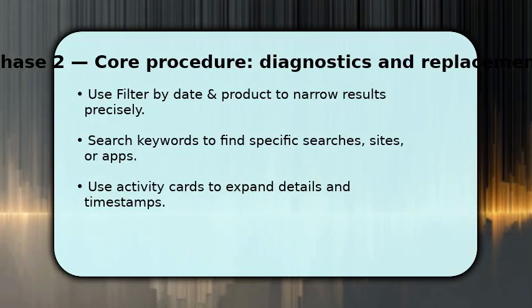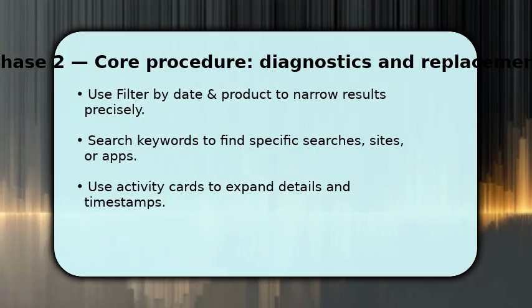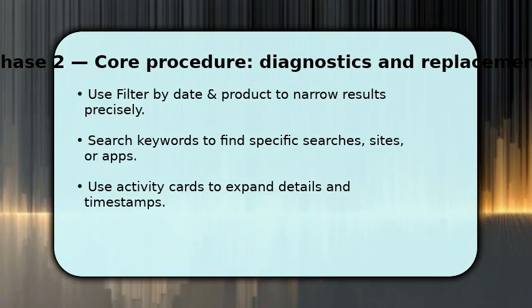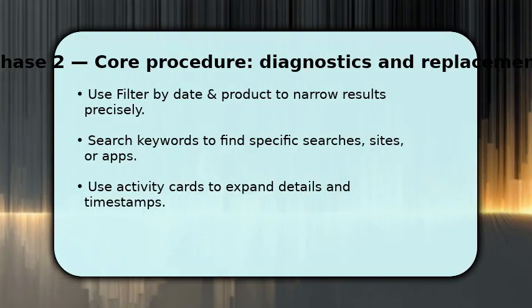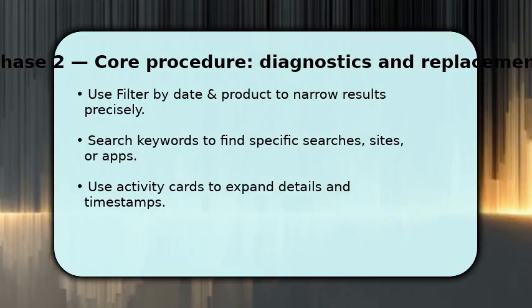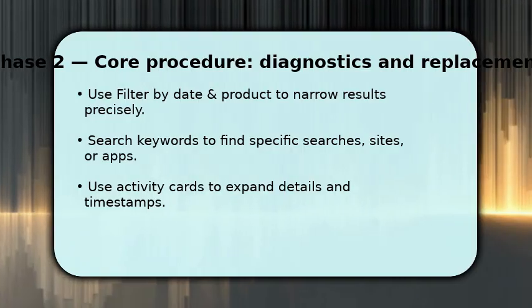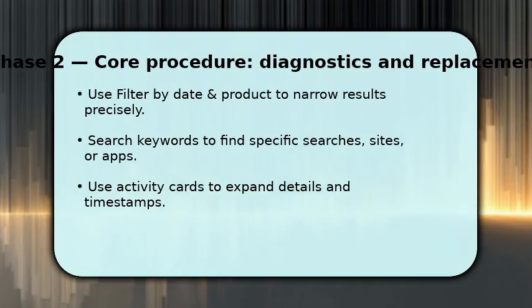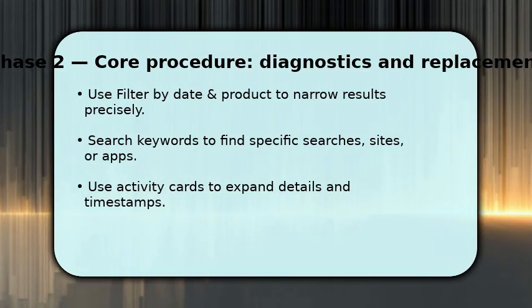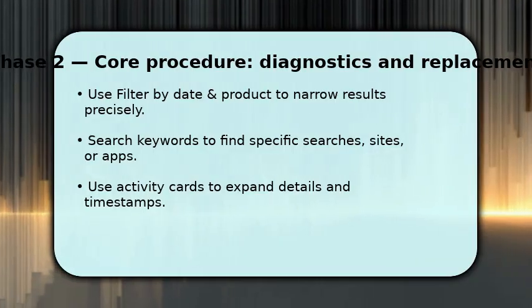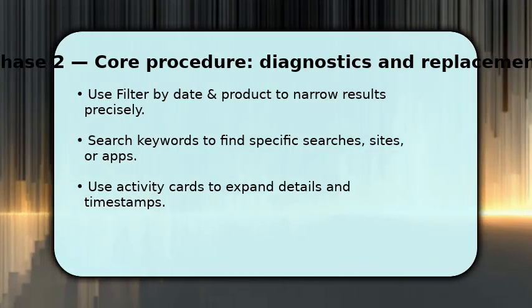Next, type a keyword, site name, search term, or app to jump to relevant items quickly. You can also expand individual activity cards to view timestamps, devices, and entry details. If you want a narrower window, pick custom dates. When done, you'll see a clean list of actions. These controls turn a long timeline into something actionable.